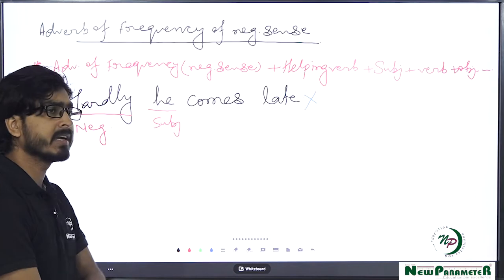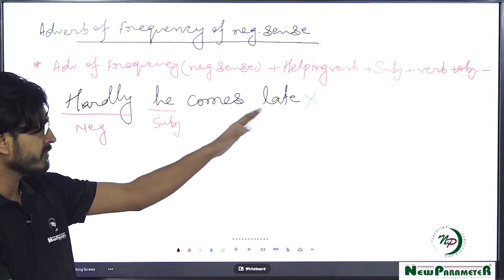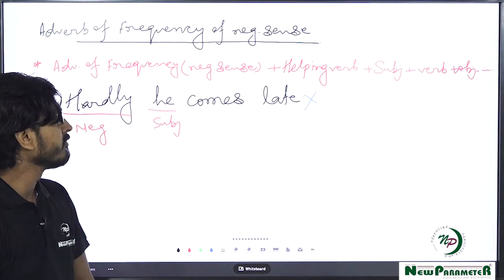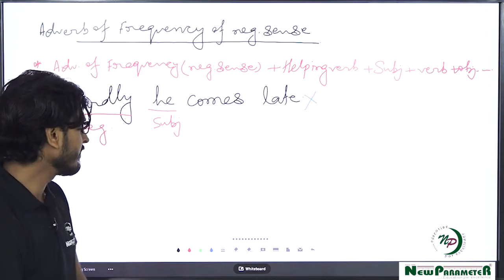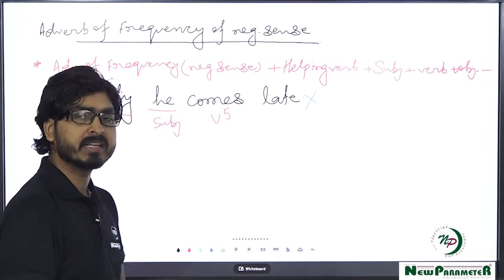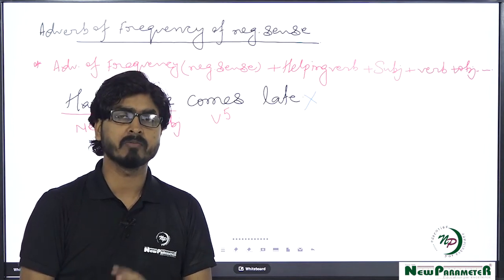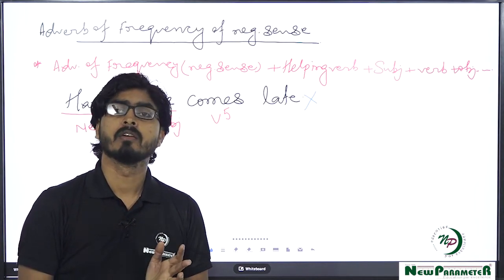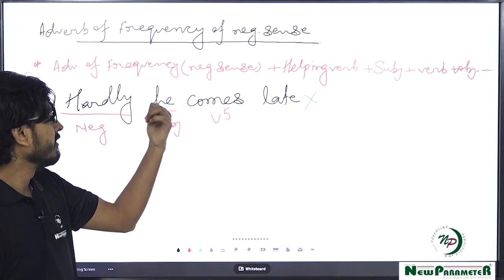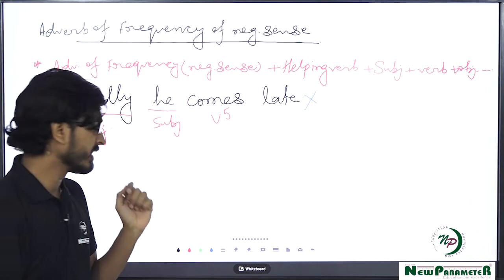Now how can we correct it? So we have to use a helping verb. But we don't have any helping verb in this sentence. So we must find out the tense of this sentence. Here we have used the fifth form of a verb, which is basically considered present indefinite tense. And in present indefinite tense, we have two types of helping verb, that is do and does. So we use does with he. So we get a helping verb, that is does.